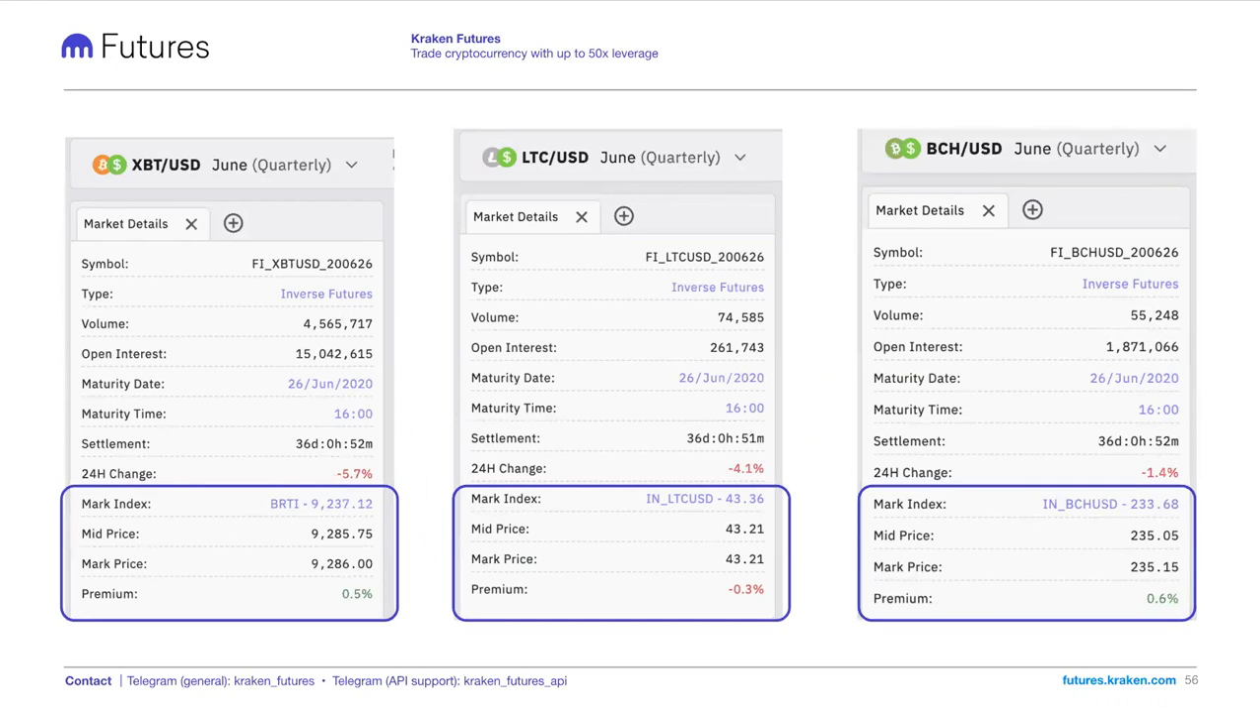So said another way, the basis is kind of just the market's best guess at what the market will do between now and the expiration date. If we look at the Bitcoin June contract, on the date I took this, the mark price of the contract was trading at 9,286, and the mark index price, the spot price in that moment, was 9,237.